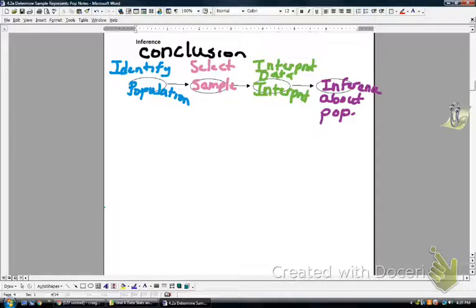I'm going to abbreviate population with POP. If that doesn't make sense to you, write the word population out. So you have your entire population, you select a sample, then you interpret the data from that sample, and then from the data you make an inference about the entire population. That's kind of the flow chart of how this works.